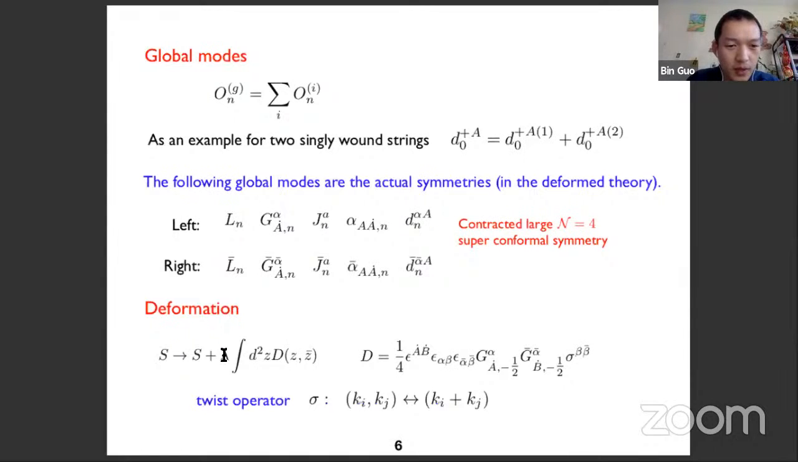Now let's look at deformation. We can deform the theory by adding the deformation D, which has this particular structure. Because of this structure, it keeps all the left and right moving symmetry. And the twist can break a string or join two strings.